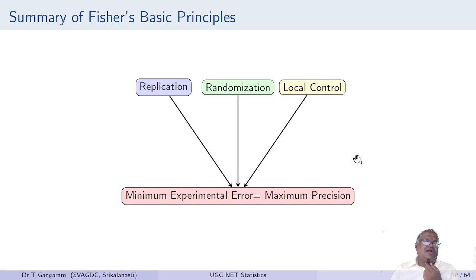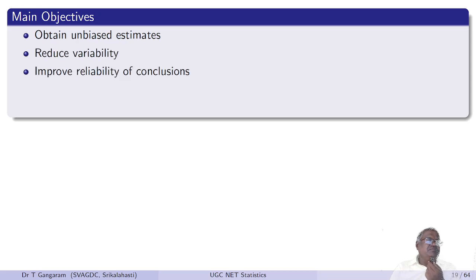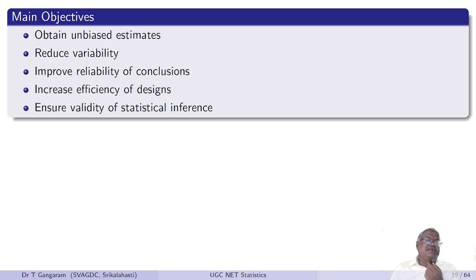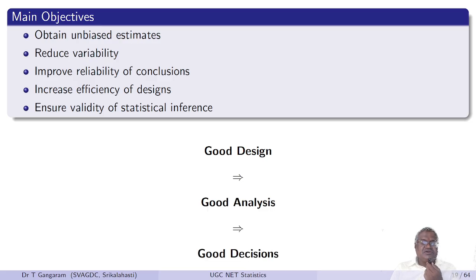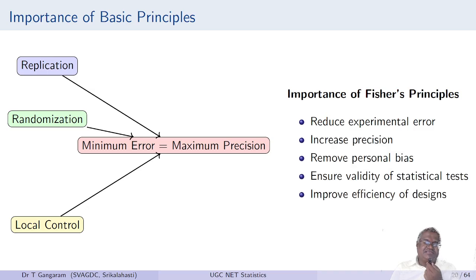Replication, randomization and local control give us minimum experimental error and maximize our precision. The main objectives are to obtain unbiased estimates, reduce variability, improve reliability of conclusions, and increase efficiency of decisions. What is the main objective of these three principles? Ensures validity of statistical inference. Good design gives us good analysis and makes good decisions. Importance of Fisher principles: reduce experimental error, increase precision, remove personal bias, ensure validity of statistical tests, improve efficiency of design.